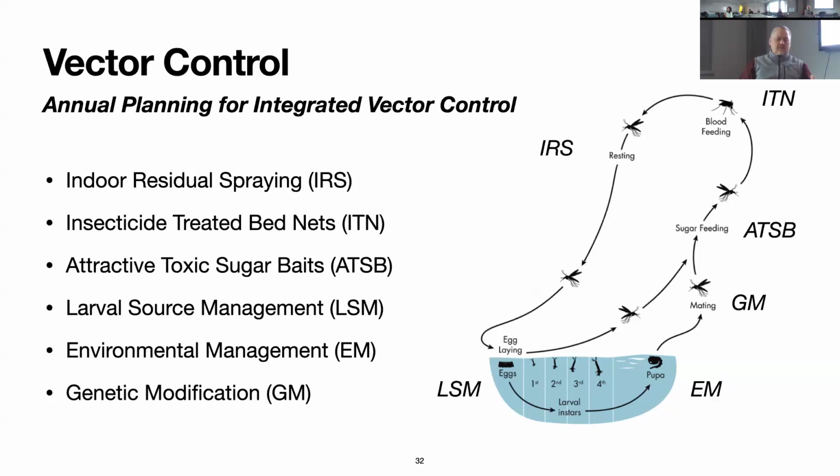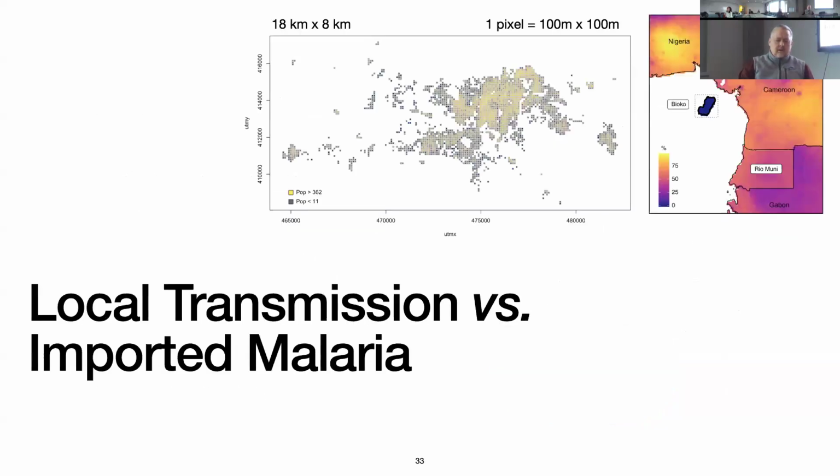And then we're also interested in combining vector control. If we start doing things like combining indoor residual spraying and larval source management and ITNs, which is actually what we're doing, how do we figure out how these work all together to reduce the burden of malaria? So these are the questions that have been driving our modeling agenda and our methodology here.